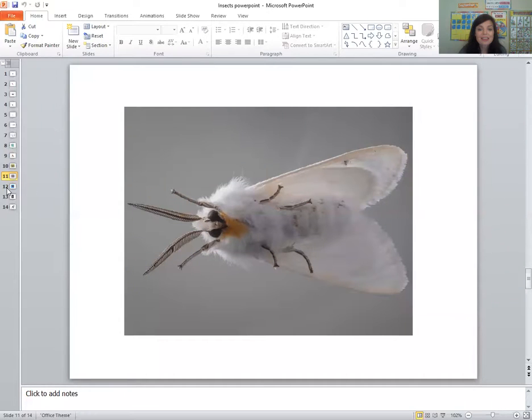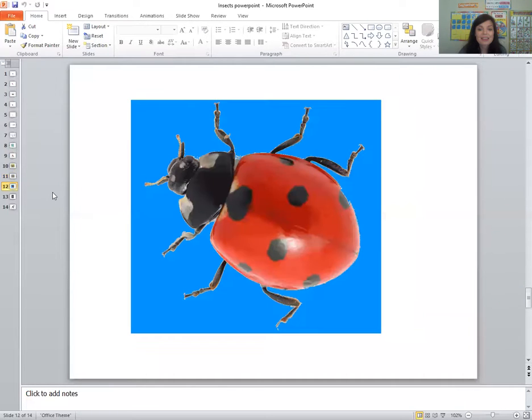Okay, take a look at the next one. Is it an insect? It is an insect. Thumbs up. I can see 6 legs, 2 antennae, and 3 body parts. And a ladybug even has wings. Remember, most insects have wings. Let's look at the next one.